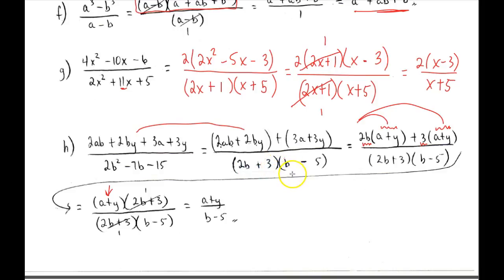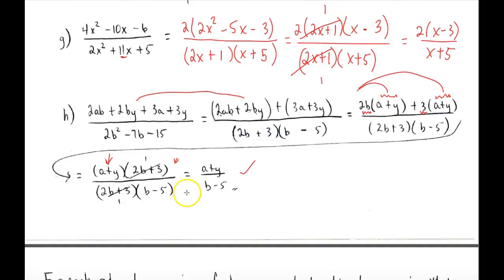In the denominator, if we factor out 2b squared minus 7b minus 15, we get 2b plus 3 times b minus 5. And then from there, we see that we have common factors of 2b plus 3, both in numerator and denominator. So we reduce those to 1, and then we just write what's left.